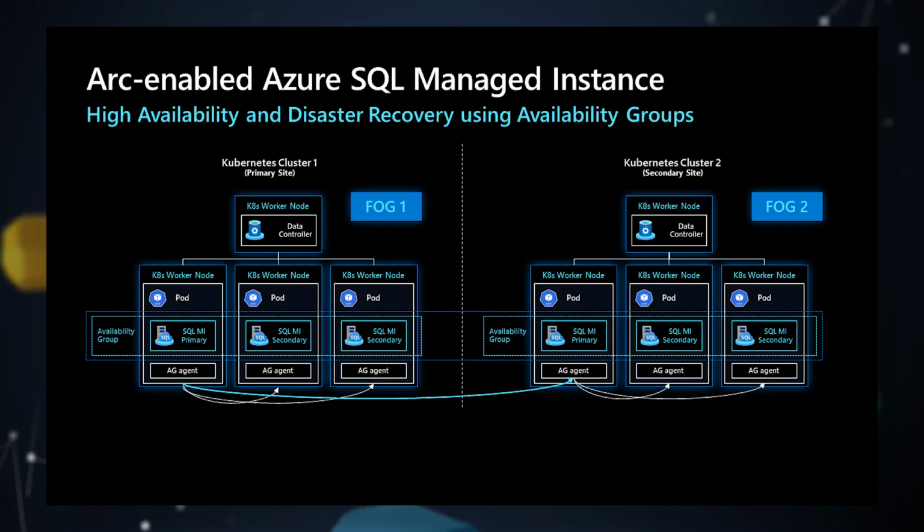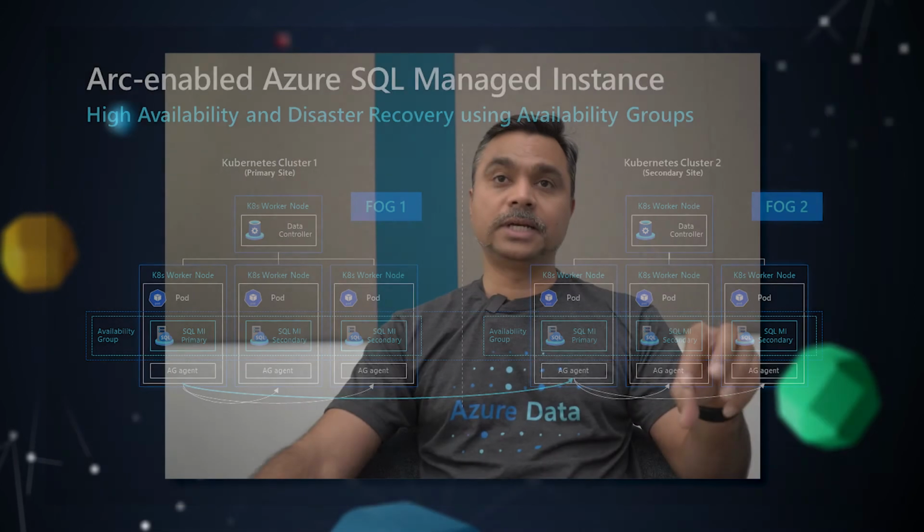Typically, you have a primary data center that has a Kubernetes cluster with Azure Arc enabled SQL managed instance running in either the general purpose or the business critical service tier. Then you have a secondary data center that also has another Kubernetes cluster, where you have another Arc enabled SQL managed instance running in the same service tier as your primary data center. Customers can then set up instance failover groups between these two instances, and data is automatically sent from the primary instance in the primary data center to the primary instance in the secondary data center.